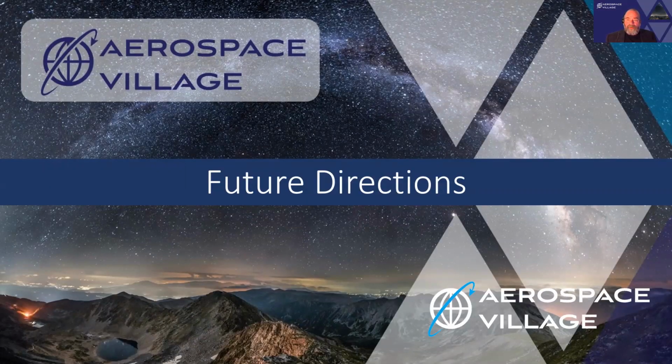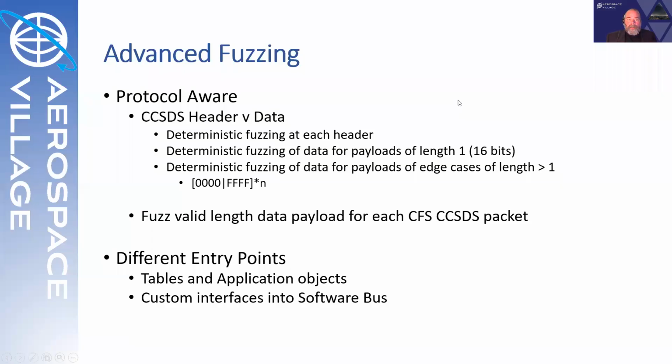So now that we understand what the root cause of these kill packets is and what the problems are in the core flight system, where do we take it from there? Well, we can certainly do a much better job of fuzzing. There are protocol aware types of fuzzers. At the very least, we can break the header from the data, the payload data, and we can exhaustively fuzz each component of the header.